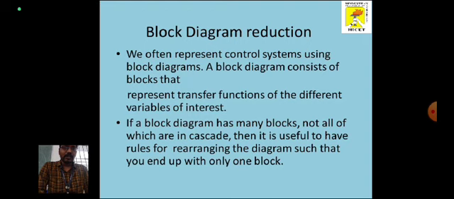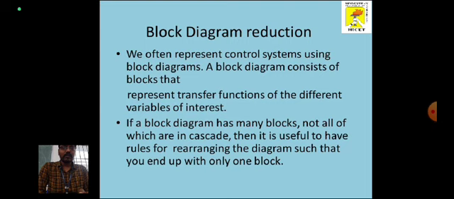So we often represent control system using block diagrams. So a block diagram consists of blocks that represent the transfer function of variables of different interest. That is, we can allocate any variables according to the mathematical equations or the applications based upon which we assess.